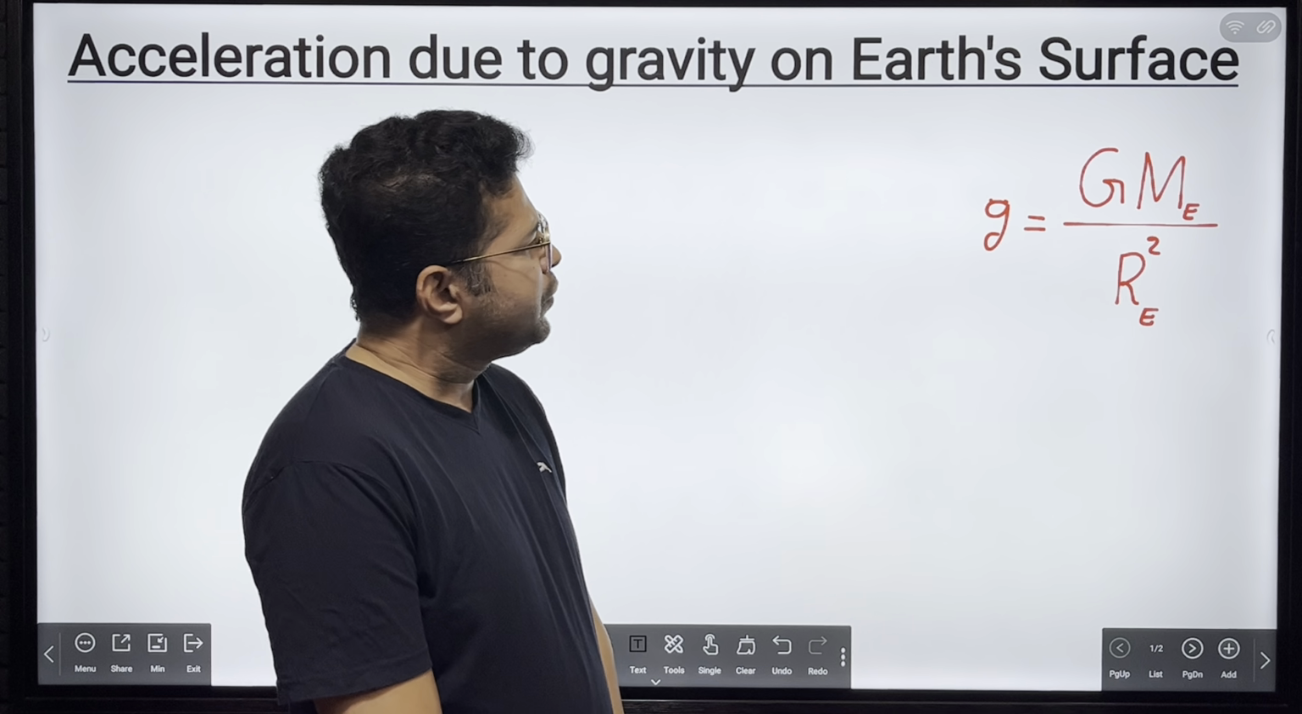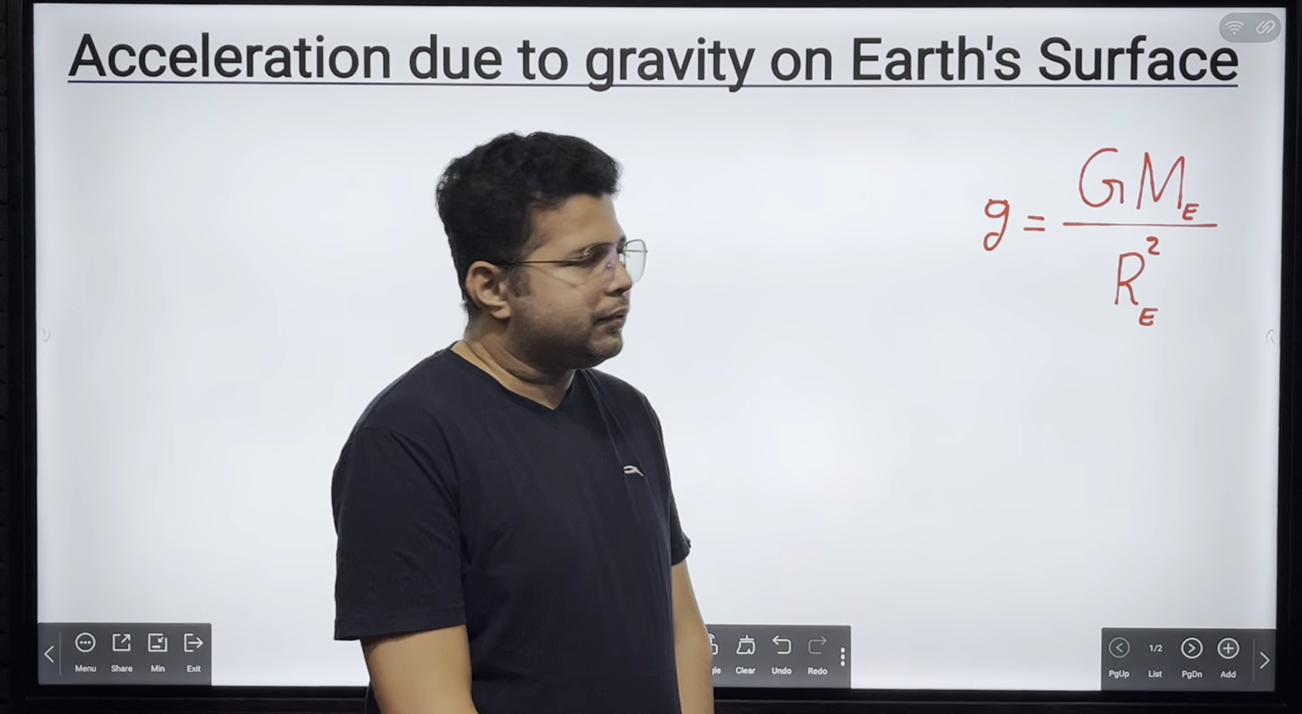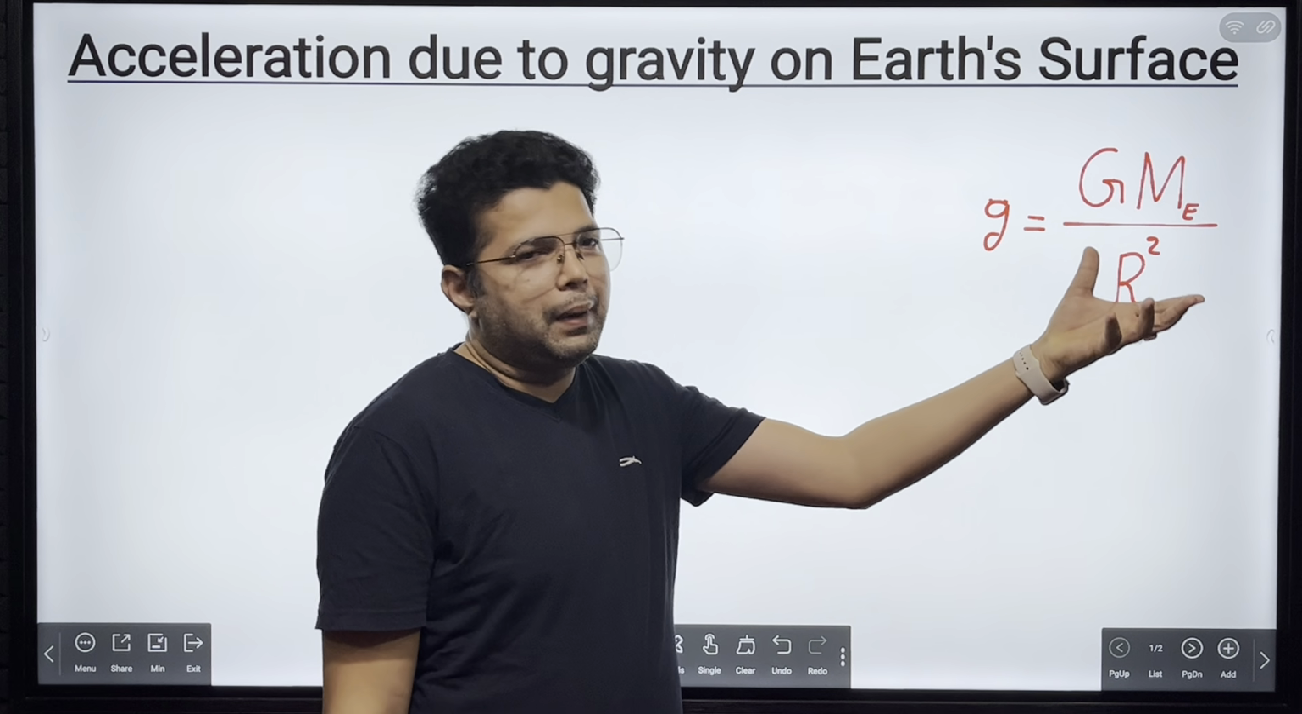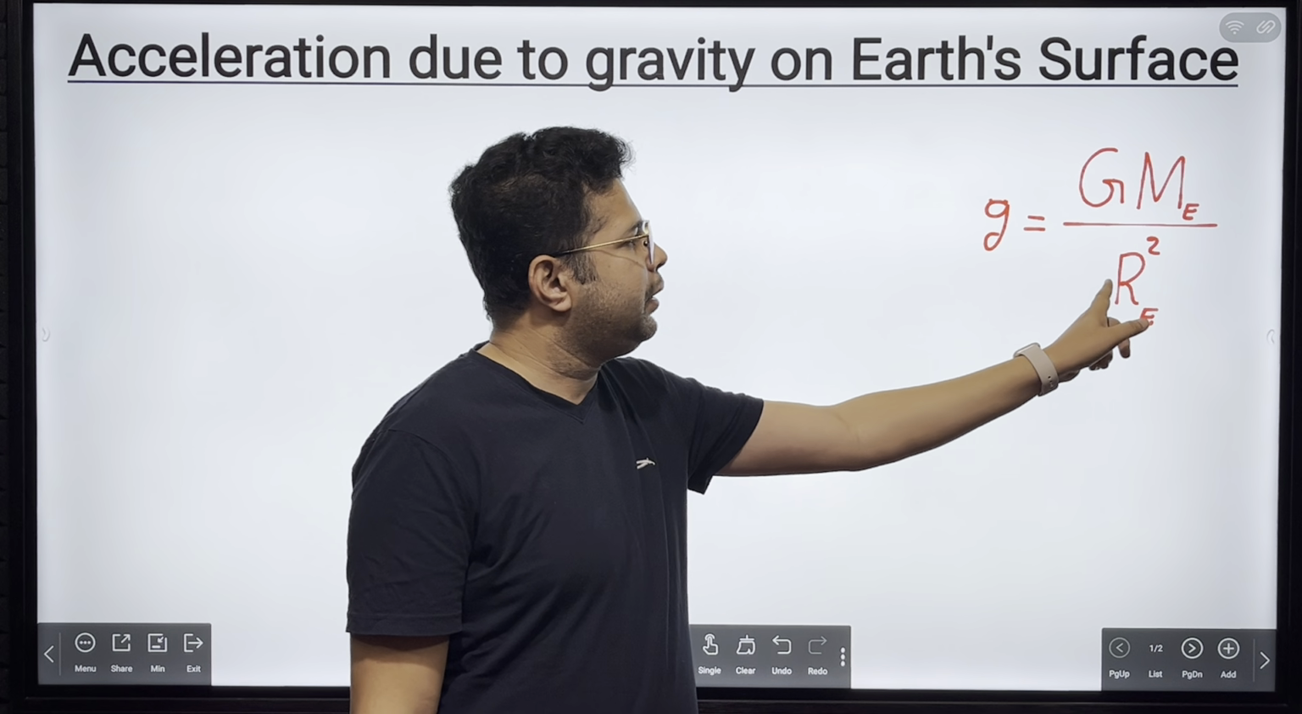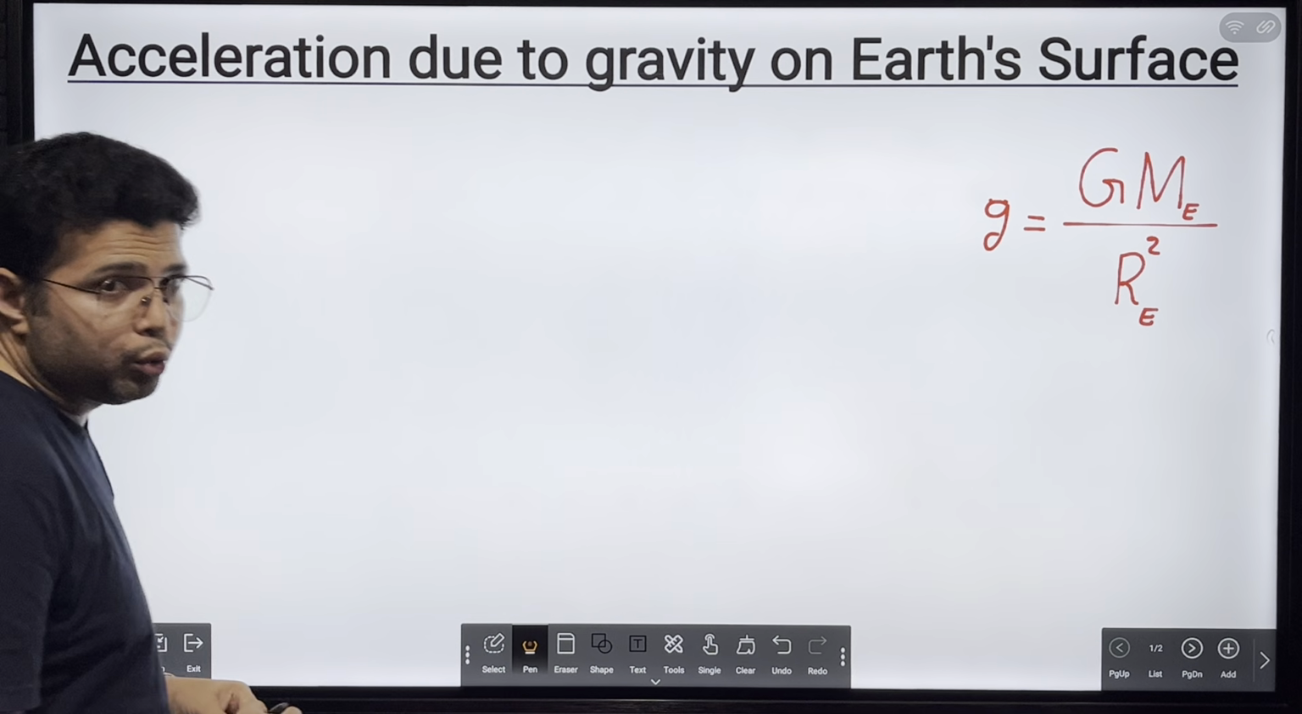And this equation holds good for any planet. For any particular planet I should write g equal to G Mp divided by Rp whole square. We'll see how to derive it.